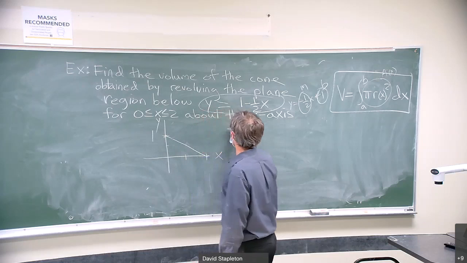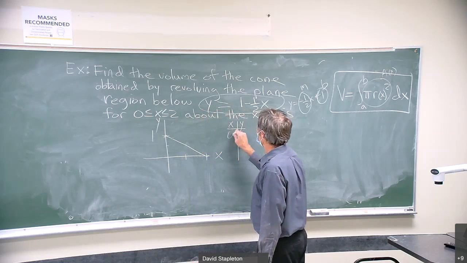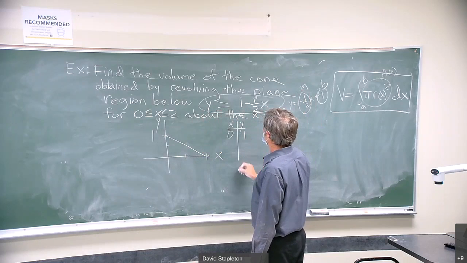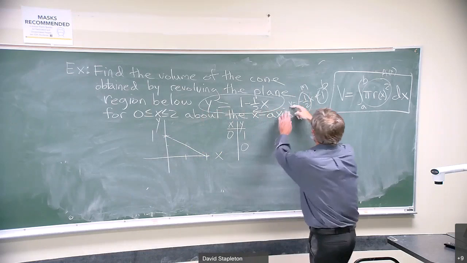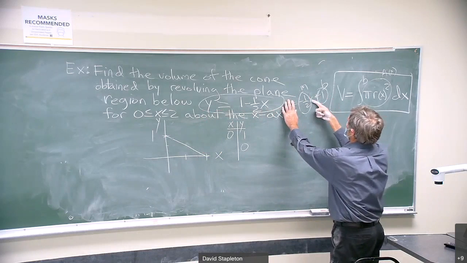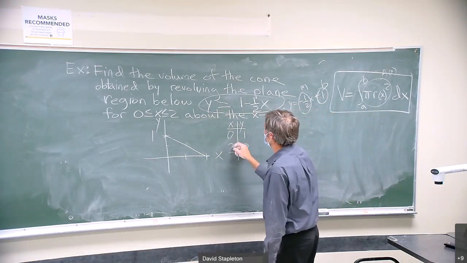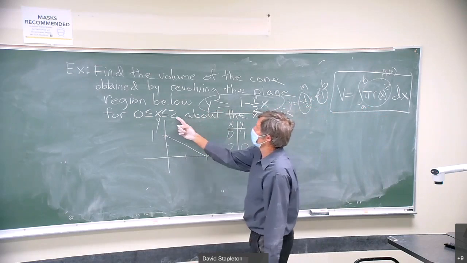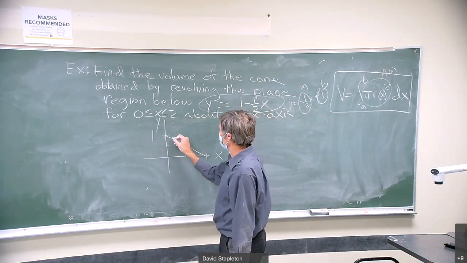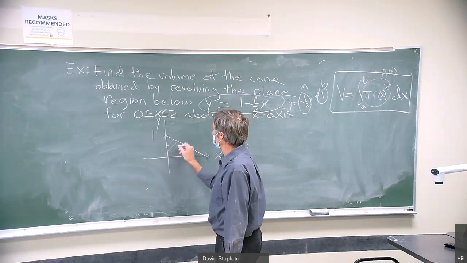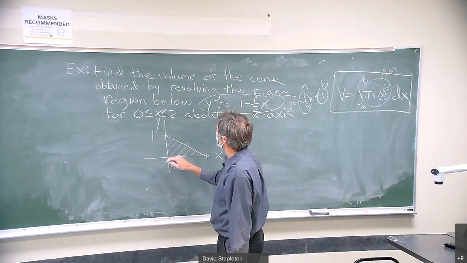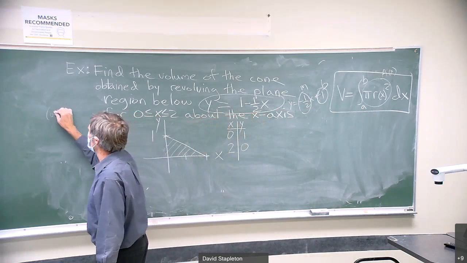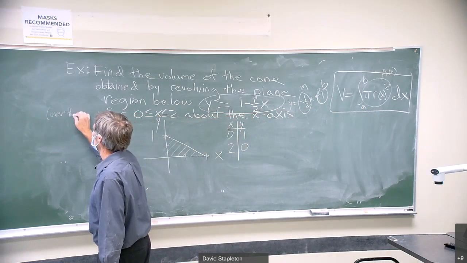I could, for instance, find the intercepts. I put x equals 0, and what do I get? I get y equals 1. If I put y equals 0, then I solve 0 equals minus a half x plus 1, so x must be 2. So you plug in x equals 0 and find y, plug in y equals 0 and find x. And that's just what I have here, this interval. So what I'm talking about is revolving the plane region below this, and I mean over the x-axis. Maybe I should spell that out, over the x-axis.